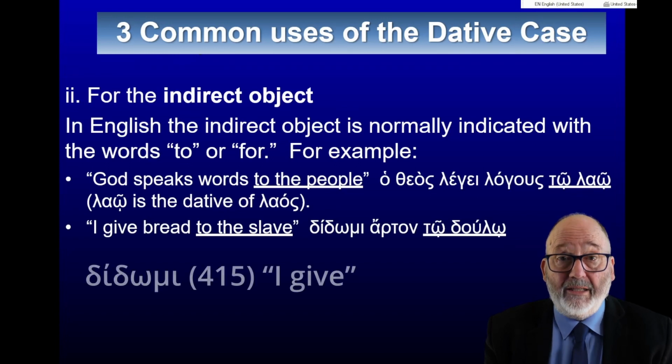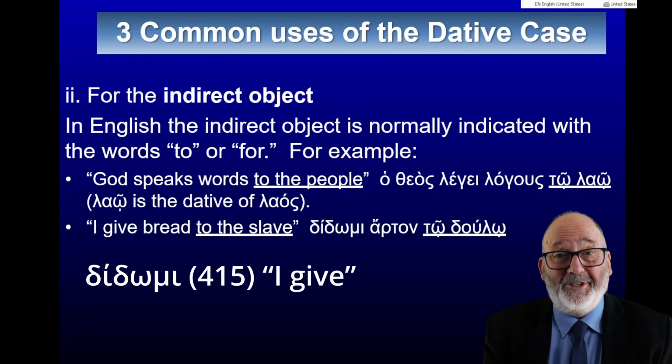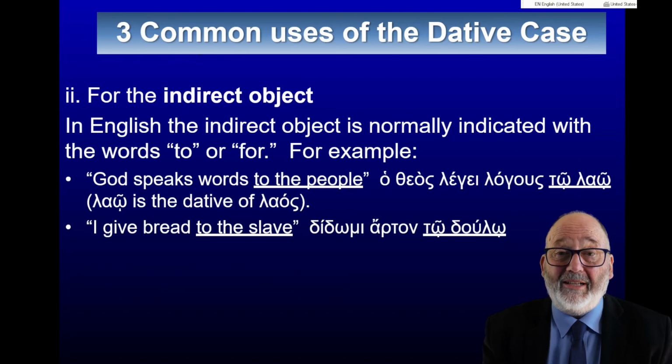The word didomi is a word that will crop up later when we talk about mi verbs and the aorist tense. We just need to have a verb for giving, and that's the verb for giving. All right, so that is indirect objects in both English and Greek. The thing about indirect objects in Greek is they use the dative case to indicate they are the indirect object, and the accusative case to indicate that they are the direct object.